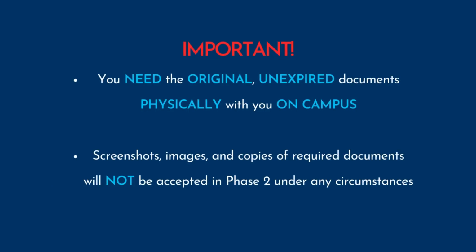When uploading your personal forms of identification into the Adobe document for Phase 1, you will need to have the original, unexpired personal identification documents physically with you on campus. It's very important to know that screenshots, images, and copies of these required documents will not be accepted in Phase 2 of this process under any circumstances.